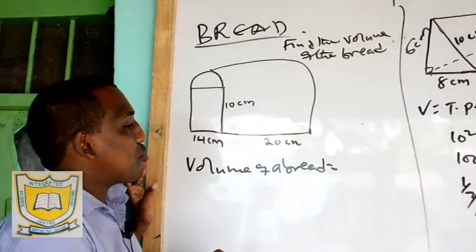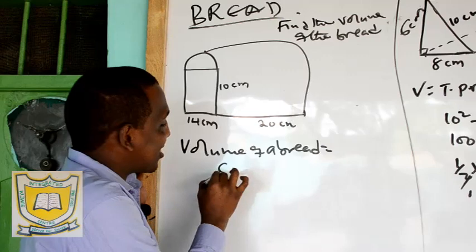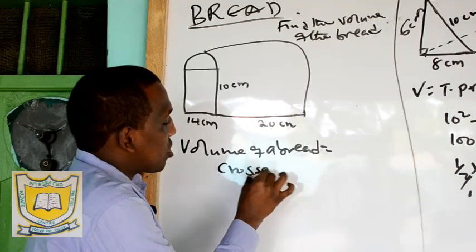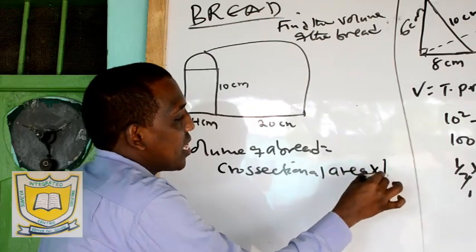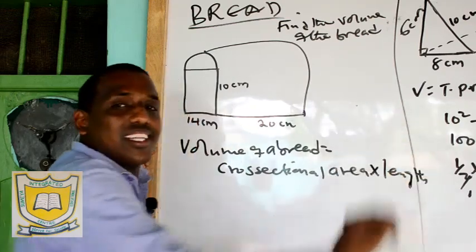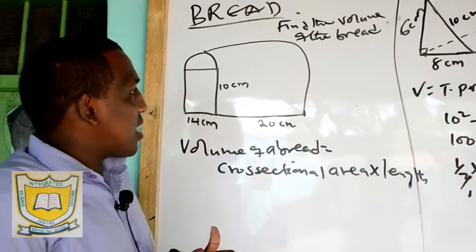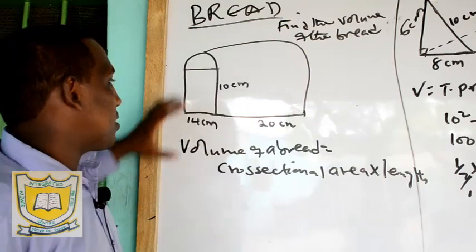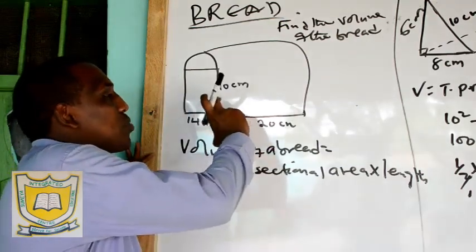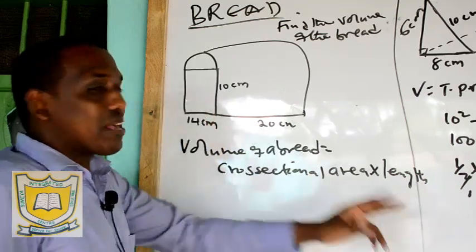So to get the volume of a bread, the formula is the same: cross-sectional area times length. That's how we get the volume of this one. Only that. The figure looks confusing, but it's very easy. So the volume is equal to cross-sectional area times length.